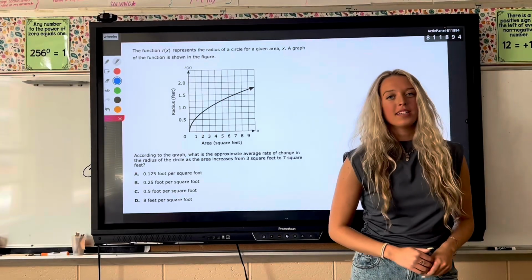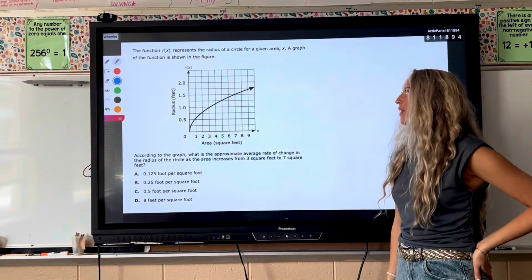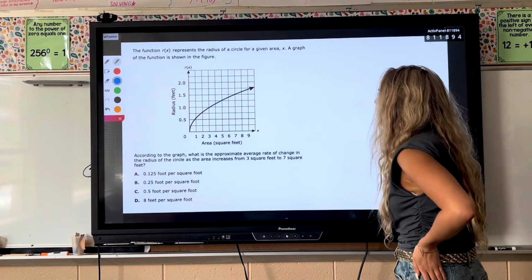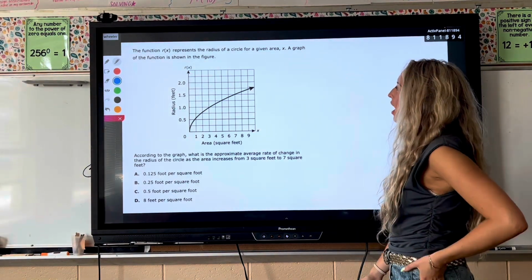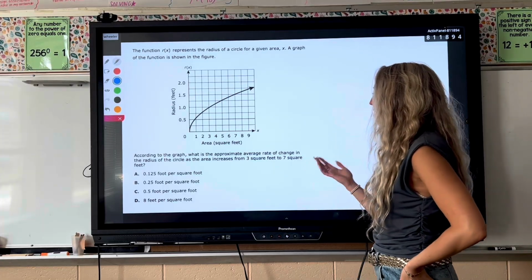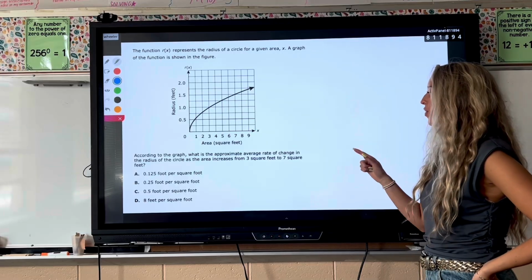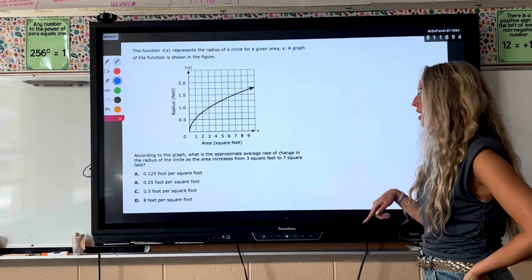Once again, here we are dealing with a question that seems way harder than it actually is. It says the function r of x represents the radius of a circle for a given area x. A graph of the function is shown in the figure. According to the graph, what is the approximate average rate of change in the radius of the circle as the area increases from 3 square feet to 7 square feet?